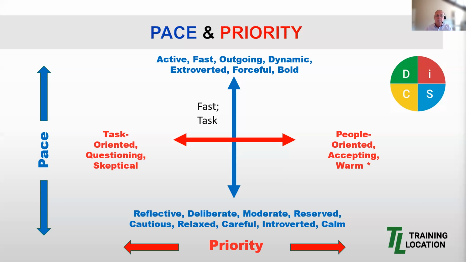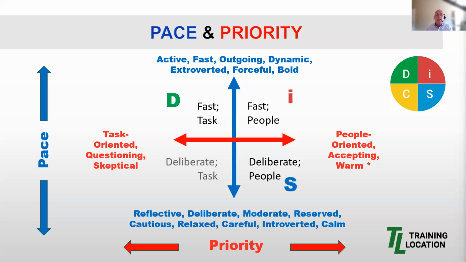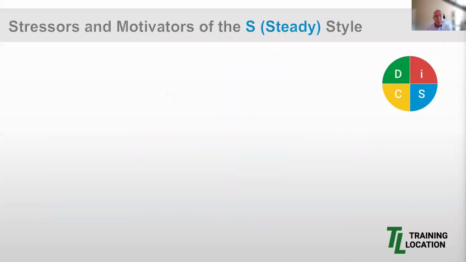Fast and task describes a D. Fast and people describes I or influence. Deliberate and people defines the S or steady, and deliberate and task defines a C or conscientious style. This model will help us understand the stressors and motivators for the S style.